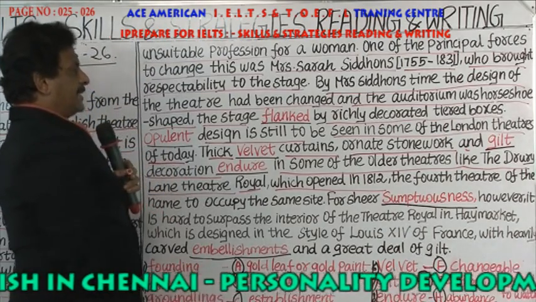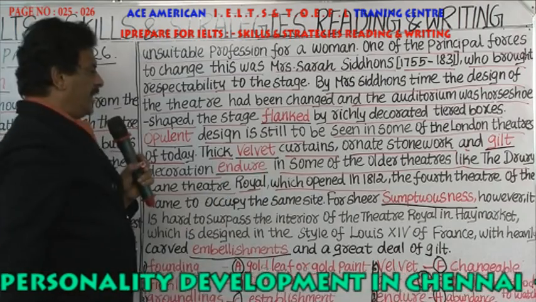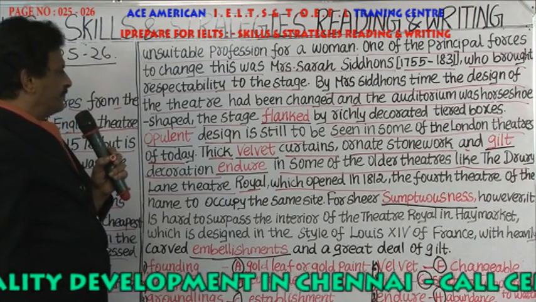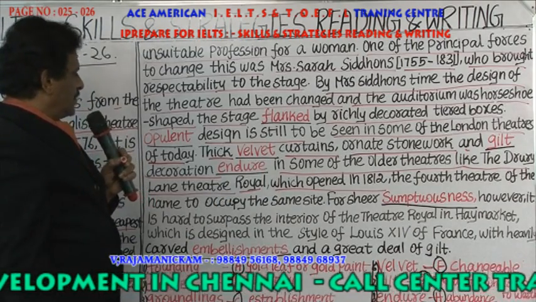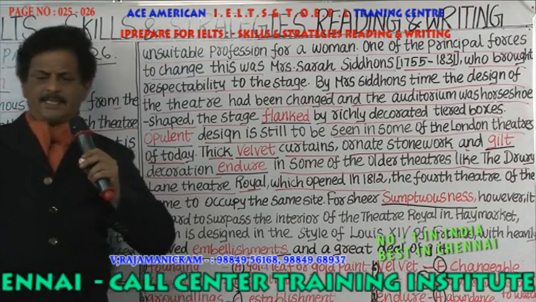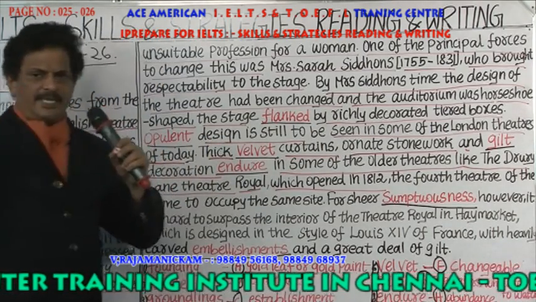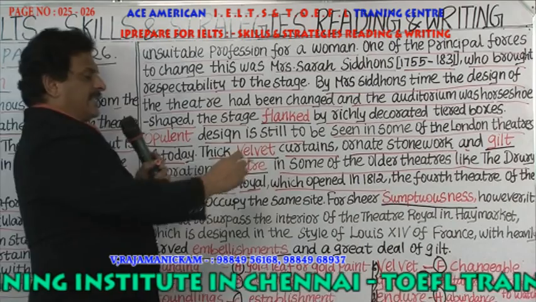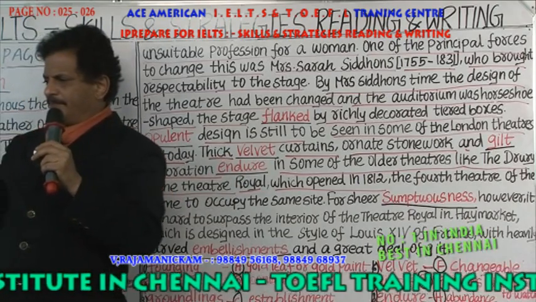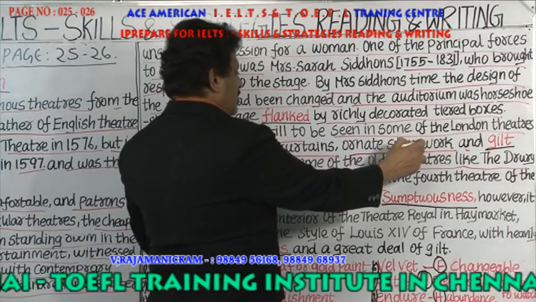So what do you mean by that? Thick velvet curtains. What do you mean by velvet curtains? What do you mean by opulent? Abundant, isn't it? A lot of design you can see in some of the London theatres today. Thick velvet. Velvet is a fabric, a cloth type. Curtains. Ornate means decorated stonework.